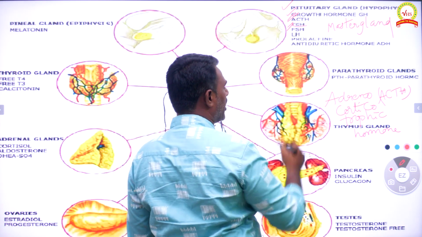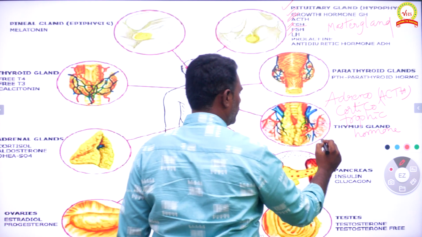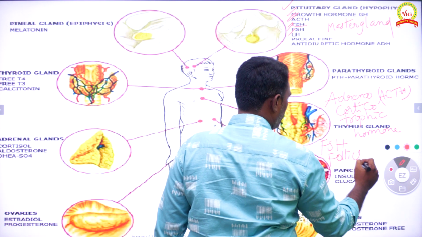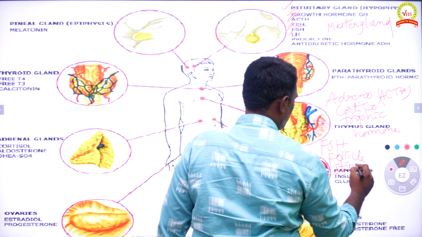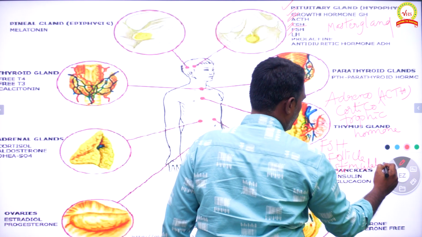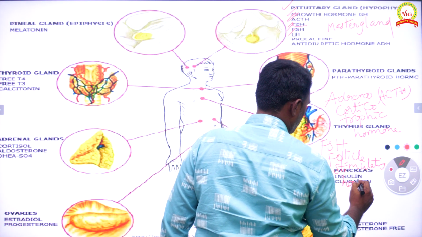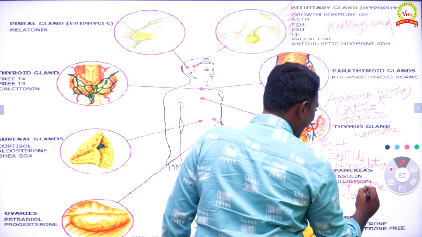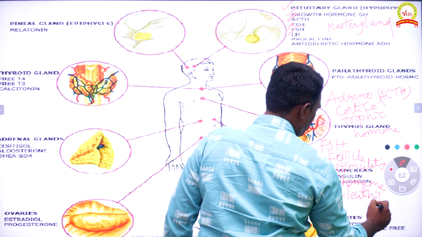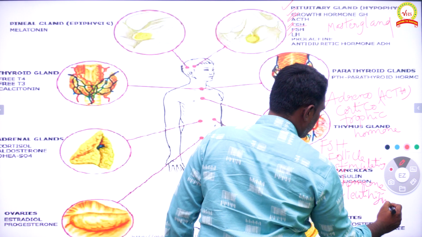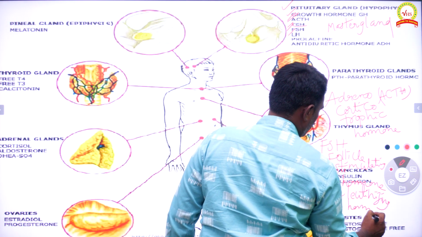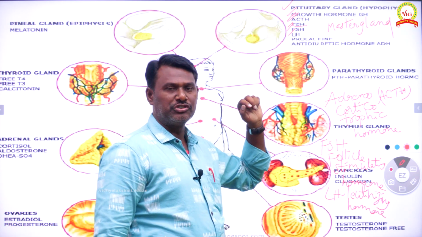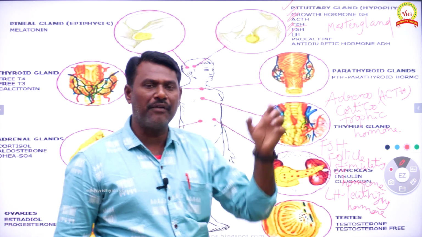FSH, follicle stimulating hormone. LH means luteinizing hormone. Okay, next one is LH, that is called luteinizing hormone. Next one, prolactin, which is going to be useful for ejection of milk after the childbirth.